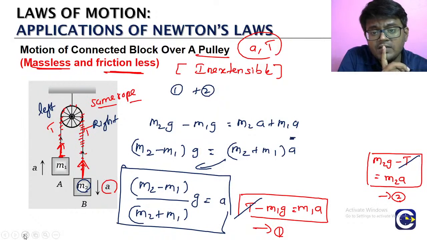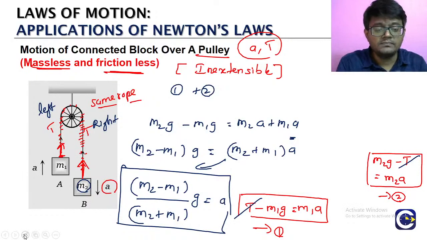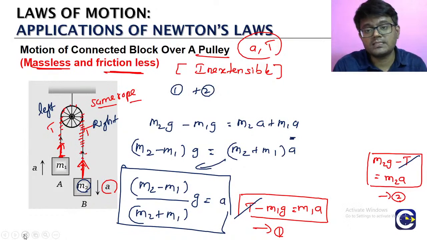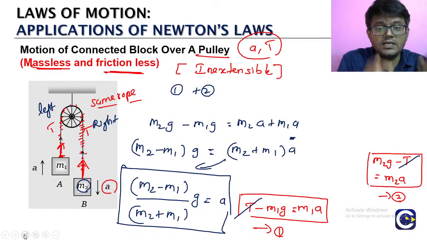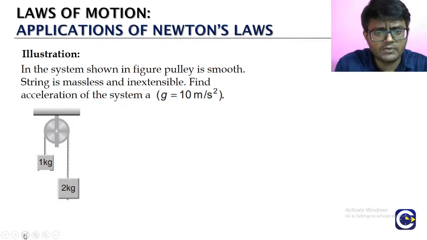Now once you get the A value, you can substitute it in either equation 1 or equation 2. By substituting we will get the tension value. So that is the method to solve this. This kind of system, what do we call it? We call them hanging blocks. Okay. Now we look at a question.